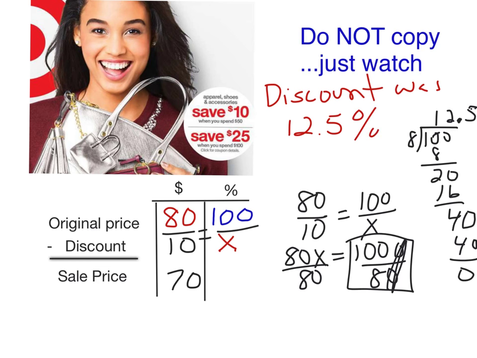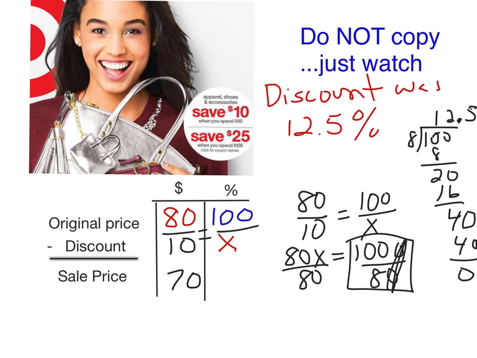Okay, be sure and set up your table, ODS, with the $ and percent column. Now fill these in correctly as you go, put them in the right spot, and then you could cross multiply and solve. Check your answer with a partner to make sure you got it correct.